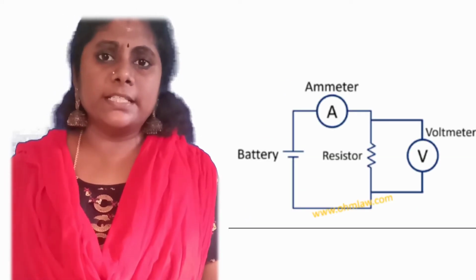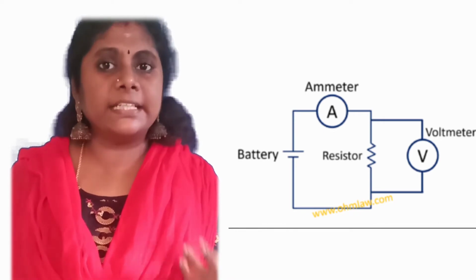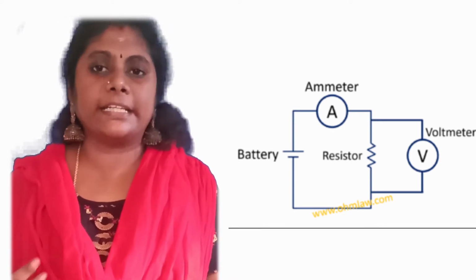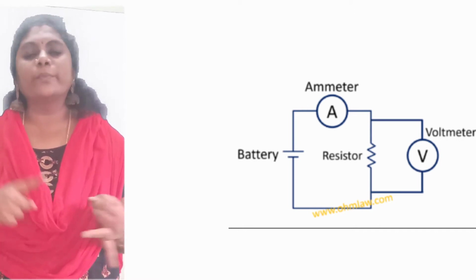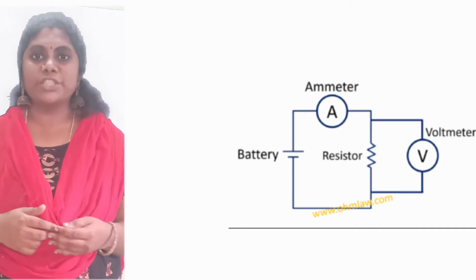So in an electrical circuit, the ammeter is connected in series and the voltmeter is connected in parallel. So you will tell me why ammeter in series and voltmeter in parallel in the comment section.